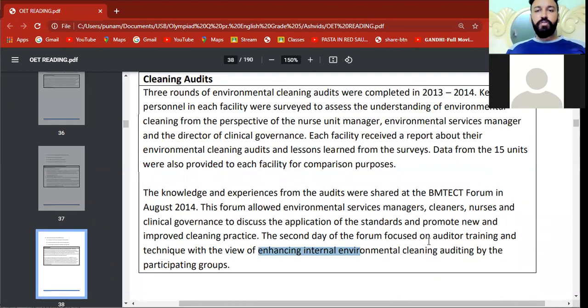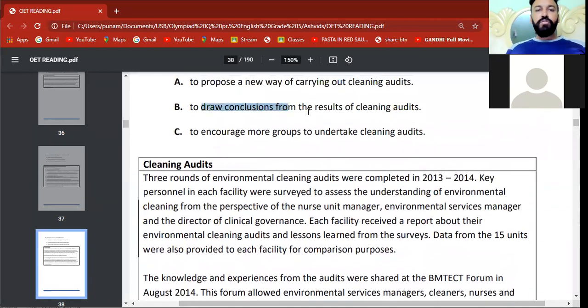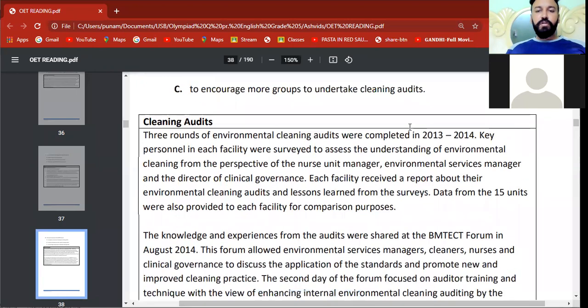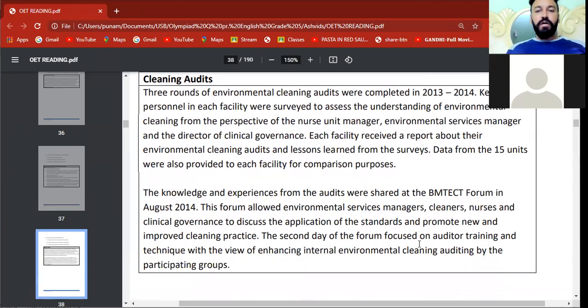You want to go for the answer straight away? You want to strike out something? Okay, draw a conclusion from the result, right? Well, let's see where the result is. Sir, I think C should be the answer. Okay, very good. And why is that? So in the last line, encourage more groups to undertake cleaning audits, right? It says cleaning audits by participating groups.